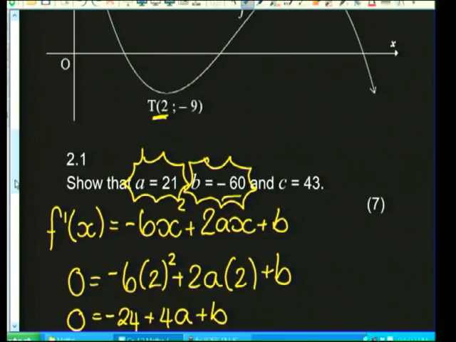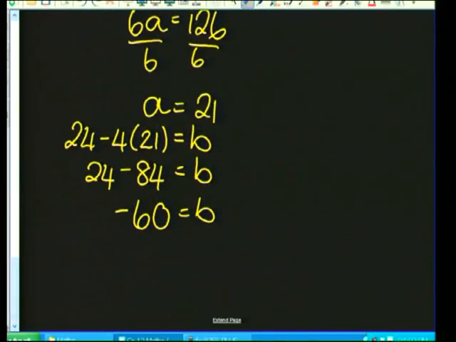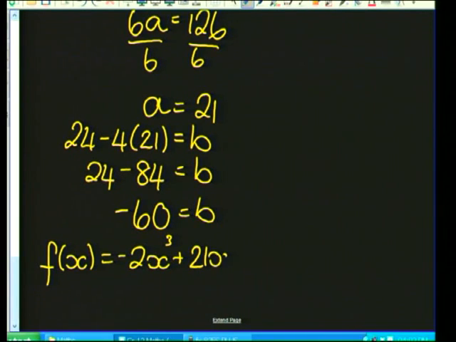Okay. Right, so the last thing we're now going to have to do is find our value for c. Let's just substitute in what we know at this point. This is my f of x function right now. f of x is equal to negative 2x cubed plus a, and a was 21, so we've got plus 21x squared. I've got plus bx, but b was negative 60. And finally, I've got plus c.